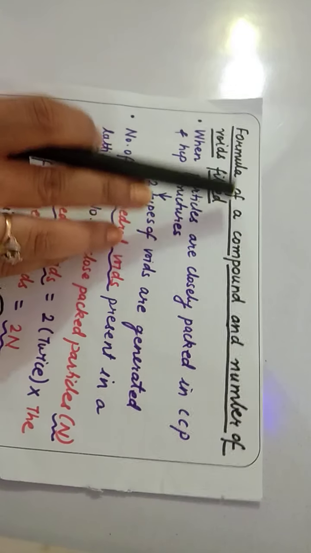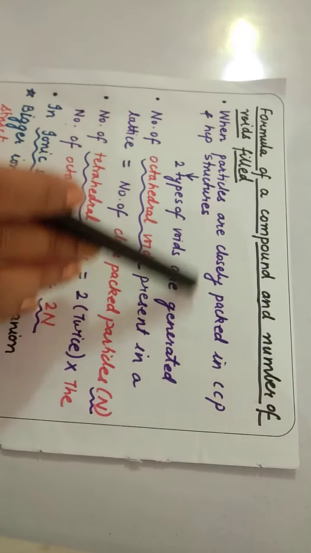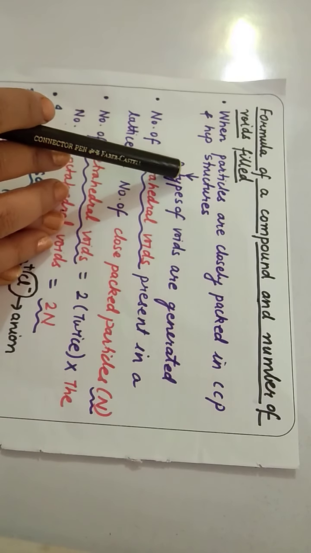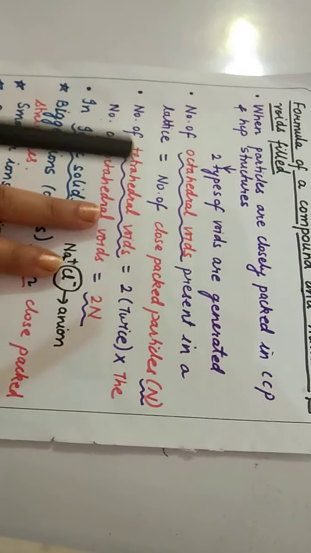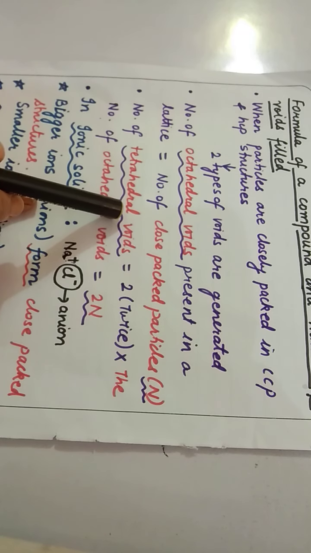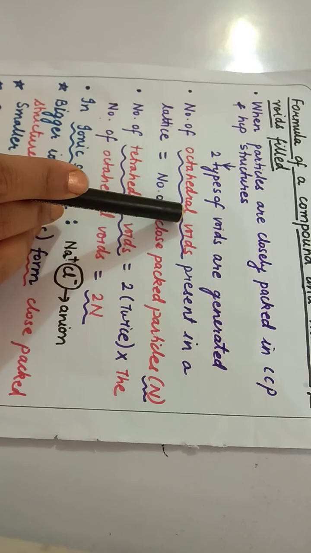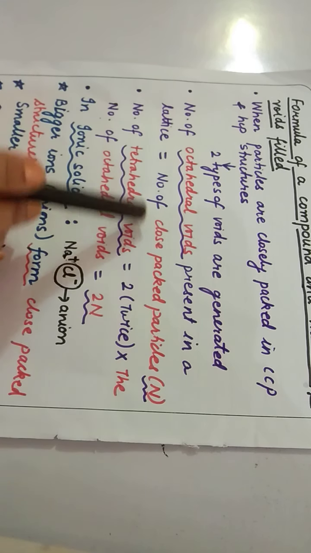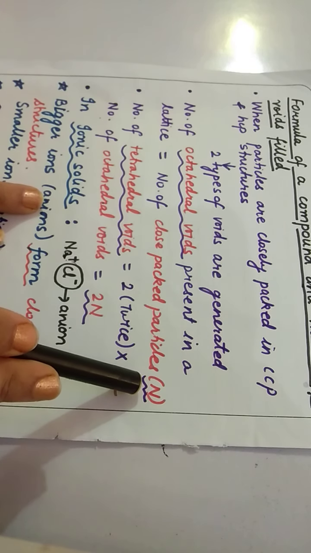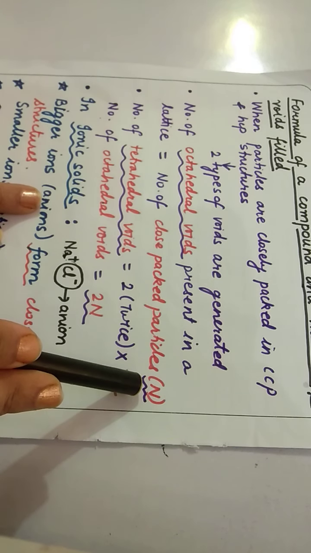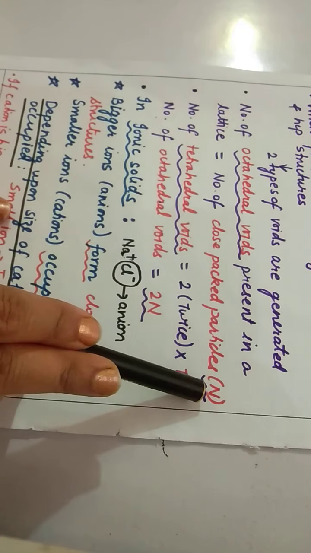Next, we'll find out the formula of a compound and number of voids filled. When particles are closely packed in CCP and HCP structures, you know there are 2 types of void that are being generated. One is octahedral void and another one is tetrahedral void. You know the formula to find out the number of octahedral voids: they are equal to the number of close packed particles, and the number of close packed particles is given by capital N. So number of octahedral voids is equal to N, the number of close packed particles.